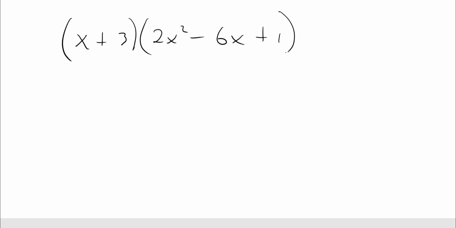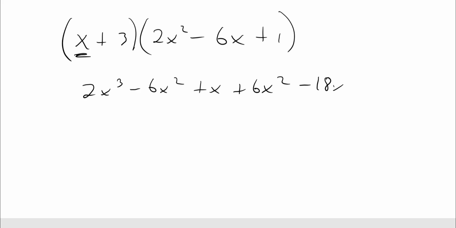Let's do x plus 3 times 2x squared minus 6x plus 1. Okay, so let's start distributing. So I'm going to multiply this x times all three terms. So x times 2x squared is 2x cubed. X times negative 6x is negative 6x squared. And x times 1 is plus x. Okay, then the 3. 3 times 2x squared is positive 6x squared. 3 times negative 6 is negative 18x. And 3 times 1 is 3.